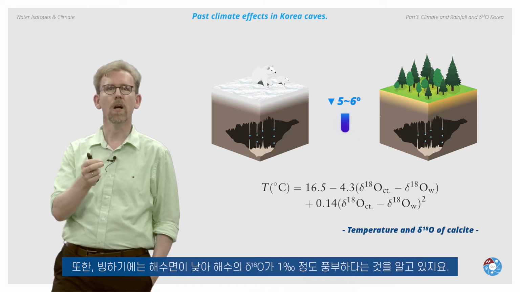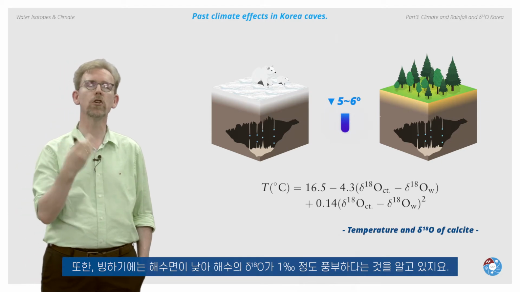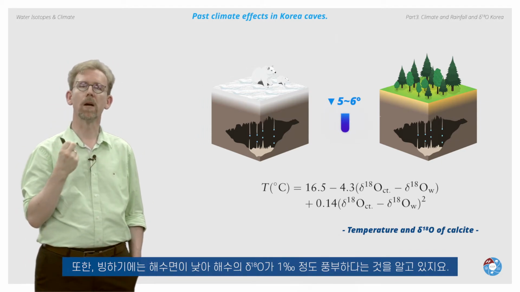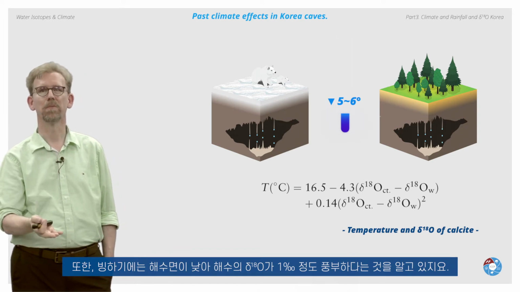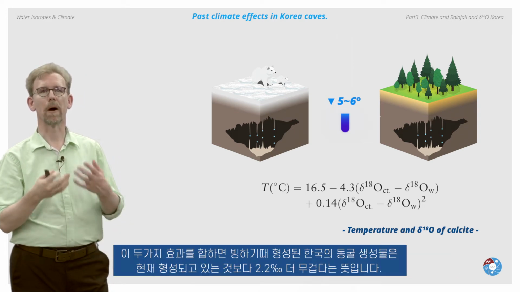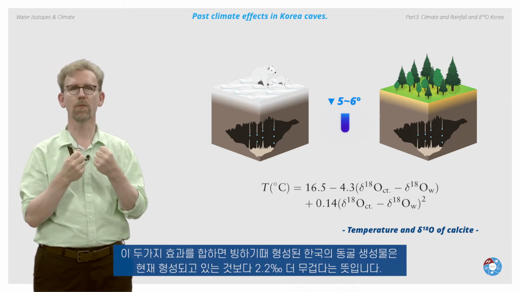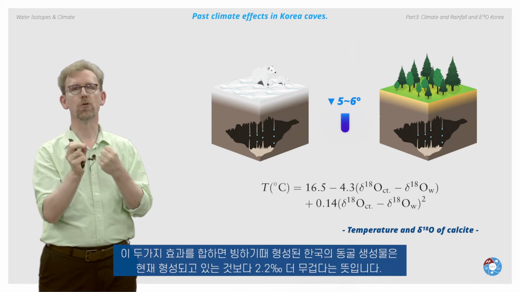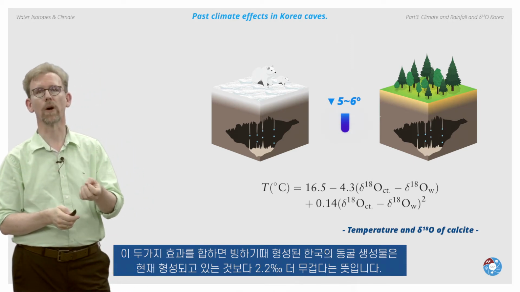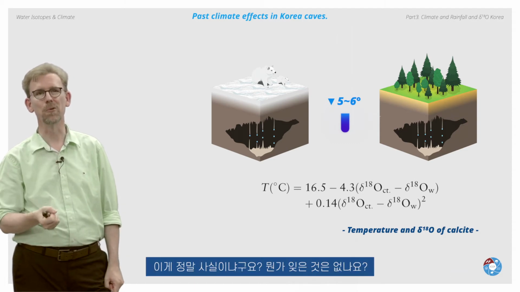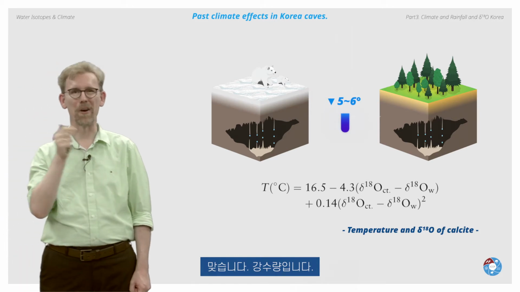Moreover, we also remember that the global ocean during glacial times was enriched in d18O by about 1 per mil due to the lower sea level. This means that by adding up these 2 effects, the glacial calcite inside the Korean cave should have been 2.2 per mil heavier than calcite that is forming right now. Is this really true? Didn't we forget something? Oh yes, the rainfall.